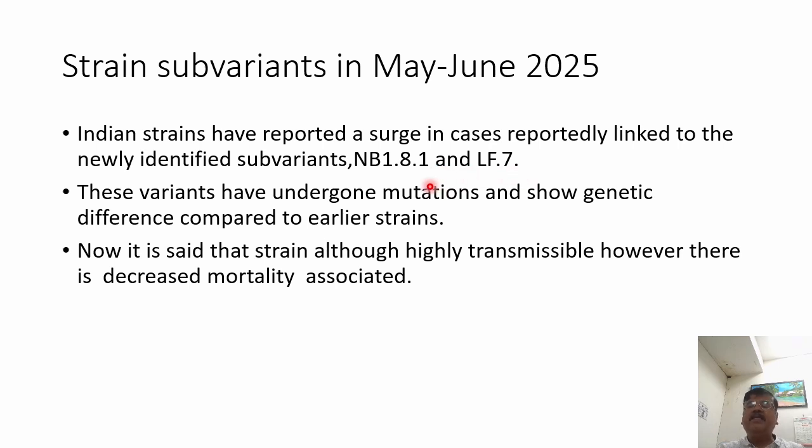So these are the strains. And how is it detected? It is detected by gene sequencing. These variants have undergone mutations and show genetic differences compared to the earlier strains. Because of these mutations, this strain is highly transmissible, but mortality is less. However, we should be cautious with comorbid individuals, ANC cases with symptoms, and pediatric cases with symptoms, as per the government guidelines.